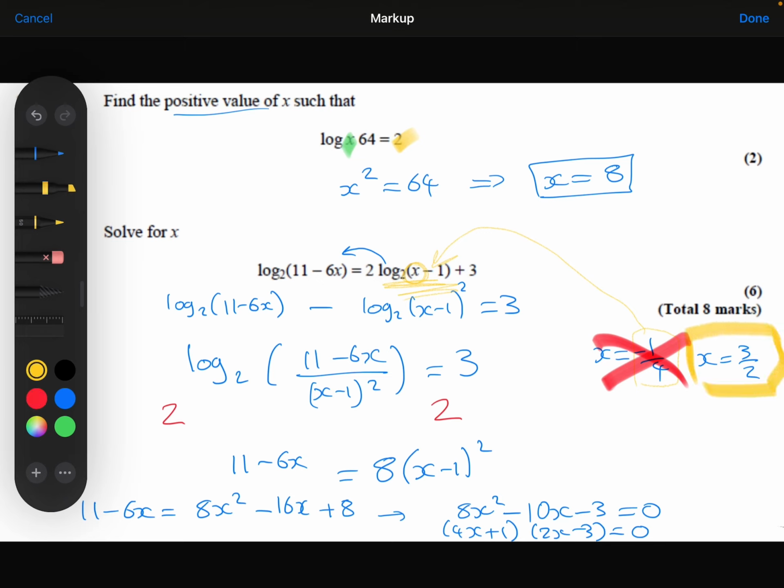This though, if I substitute that into there, 3 over 2 minus 1 is a half, and that's positive, so that's okay. Substitute 3 over 2 into here, 11 minus 6 times 3 over 2, again that's positive, that's okay. So this is the answer to this question.